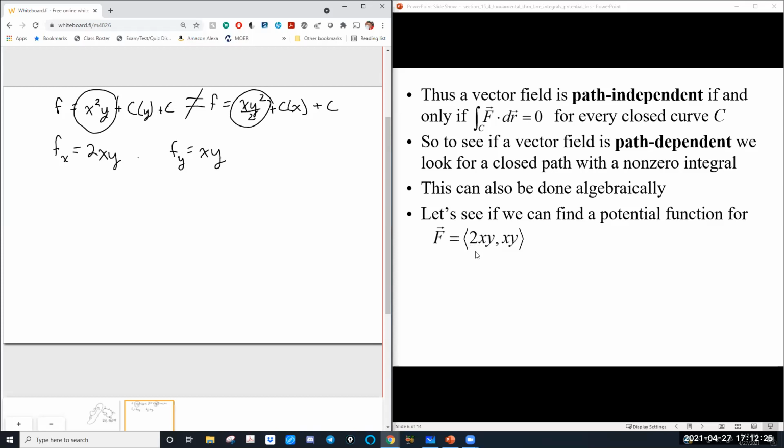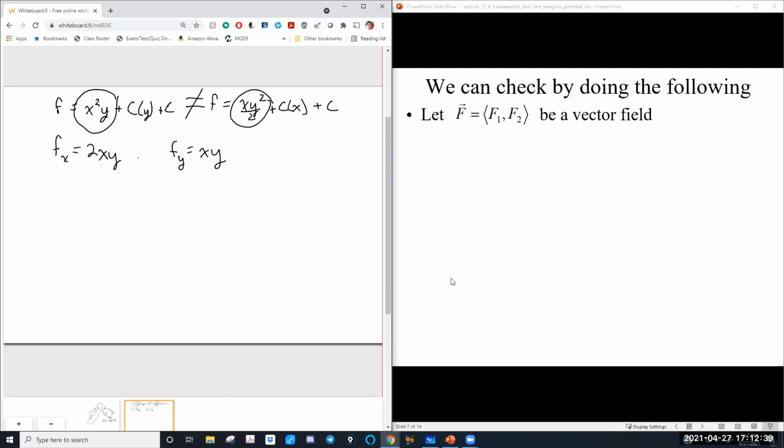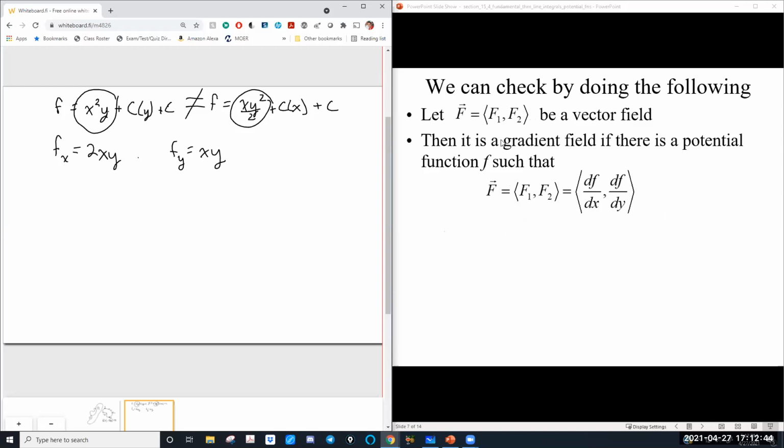Now, that's all well and good, but it can take a lot of time to go through this process of doing the antiderivatives. So what we actually do is use another way of testing. Let's talk about this. We have some vector field, and if it is a gradient field, then we know that f1 is the partial of f with respect to x, f2 is the partial with respect to y. So we can leverage this and what we know about partial derivatives.